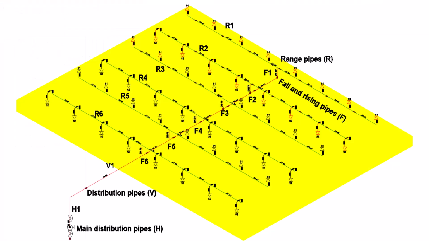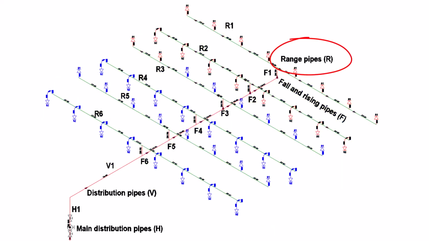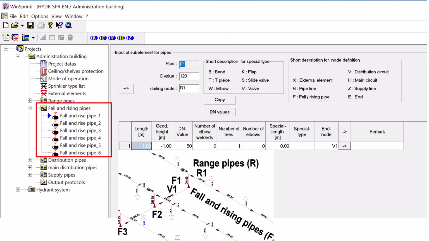By looking at the sketch, you can see which area has already been entered. Continue with the input of 6 downpipes. F1 to F6 are each entered individually, also using the copy function with connection and node V1. The height difference is negative with the viewing direction to the feed-in point.